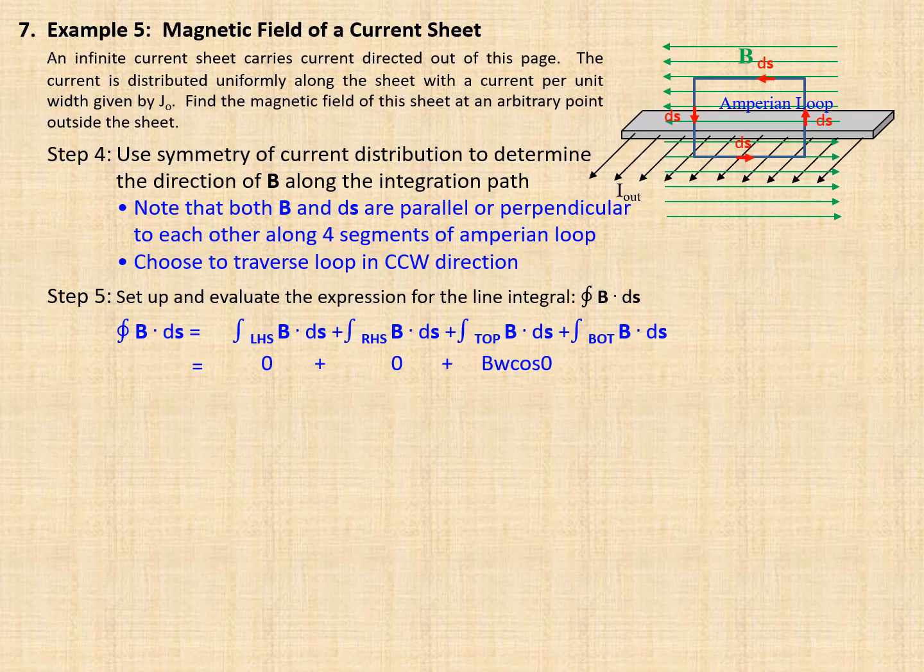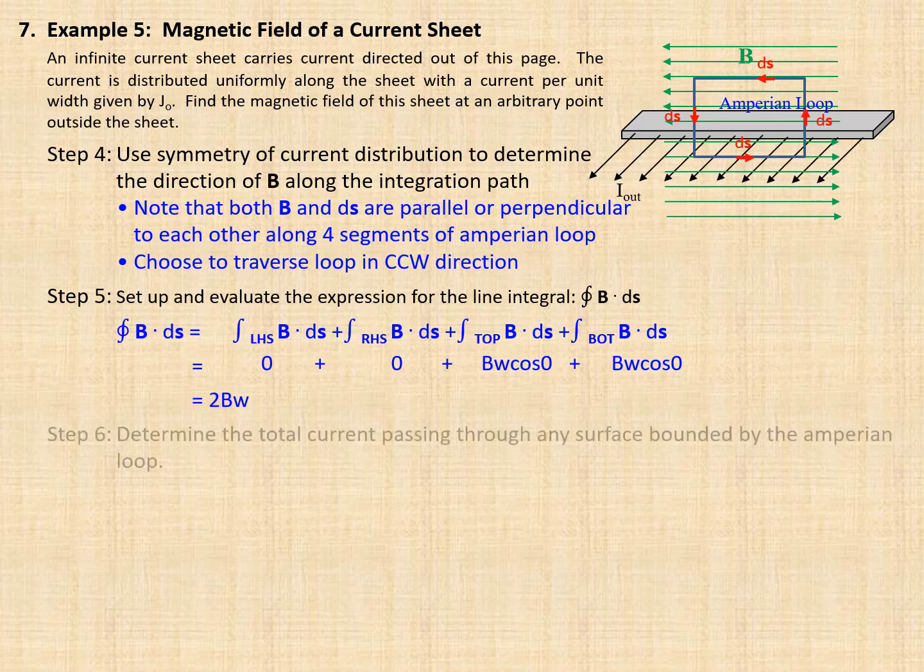Since the magnetic field is constant there, it can be taken out of the integral sign, and once again the integral of ds is just the length, or I should say the width of the rectangle, W. So at the end of the day, when we evaluate the entire line integral around that closed integration path, summing up our results for each of those 4 segments, we end up with twice the field strength times W, the width of the loop.